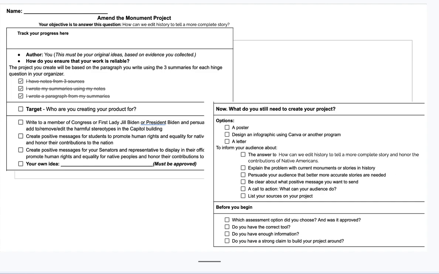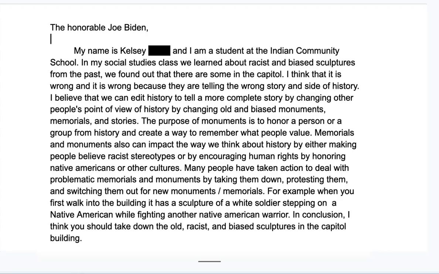And a few of my students took me up on the suggestion of writing to the president or the first lady as an educator, or even to the representative, to make sure they understood that there are harmful stereotypes in the Capitol and they want to do something about it.